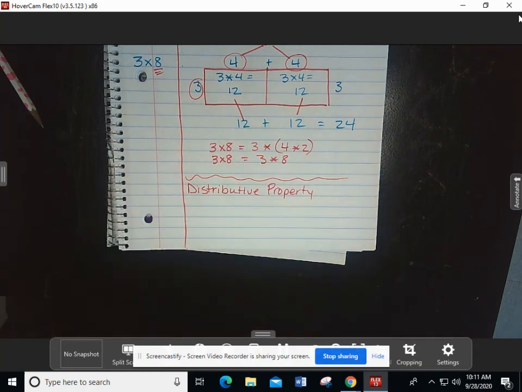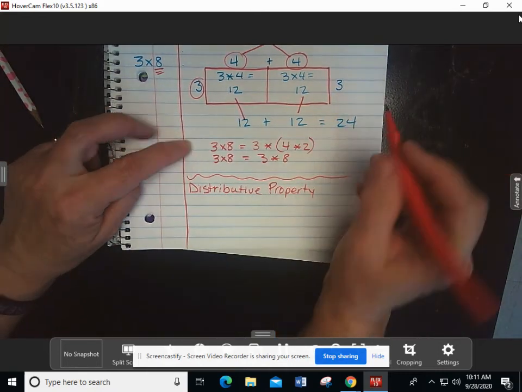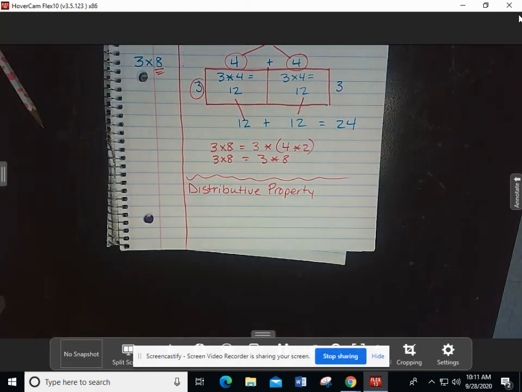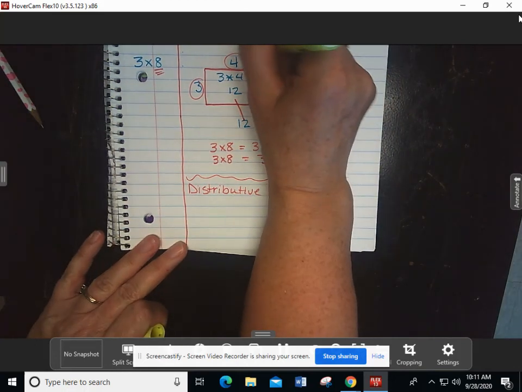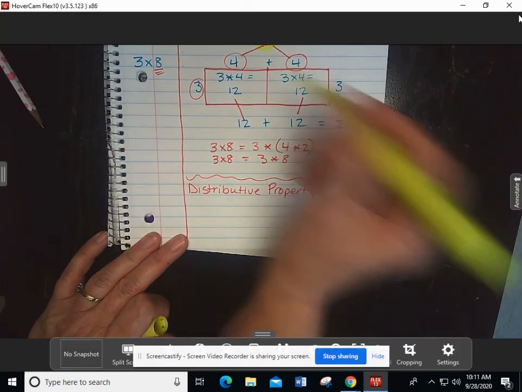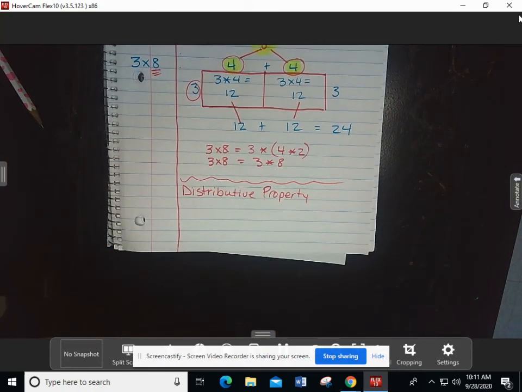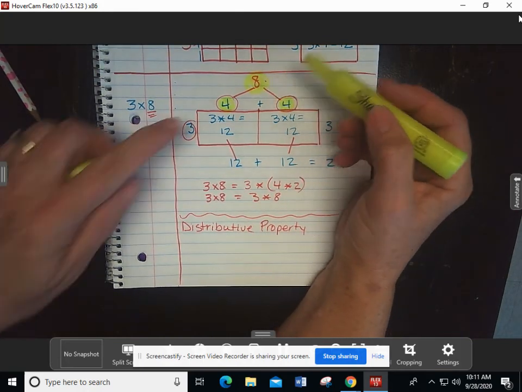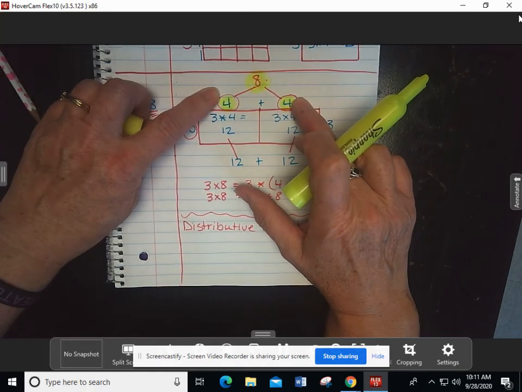We distributed the 8. When I did this, I distributed the 8. See, look, here's my 8. See my 8 up here? It's distributed. You do not have to do this. This is for your benefit only. There's my 8. I distributed my 8. I put 4 over here. I put 4 over there. 4 plus 4 is still 8, correct?